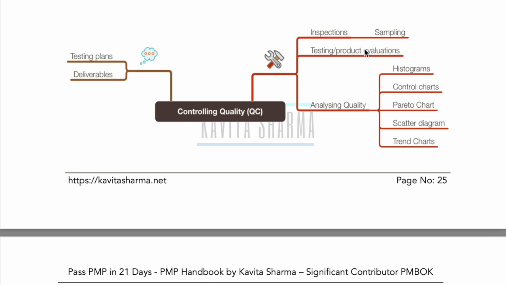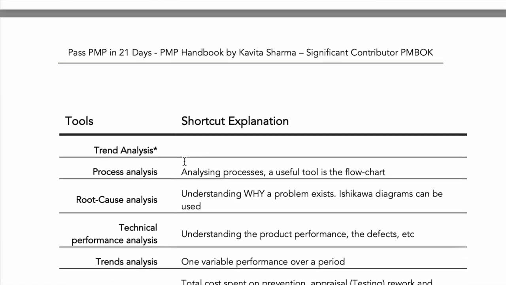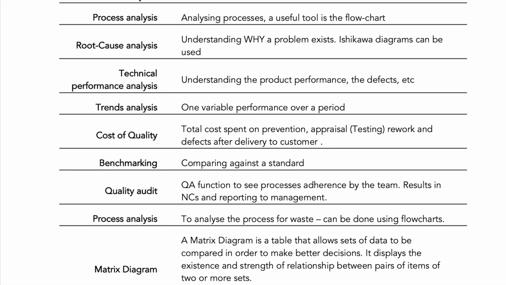So we do inspections or testing, and we analyze the quality by drawing histograms, control chart, Pareto chart, scatter diagram, trend chart. I give you the keywords for all of them. I think you should have it here. Trend analysis is one variable over a period of time. Process analysis is done by using flow chart. RCA, Ishikawa diagrams. Technical performance is defects and analyzing the defects, why defects are happening. Cost of quality, total cost.